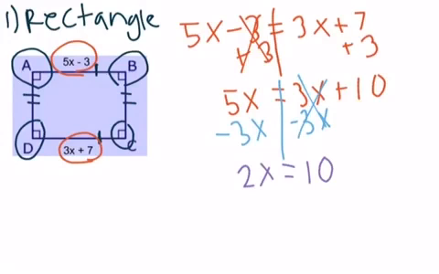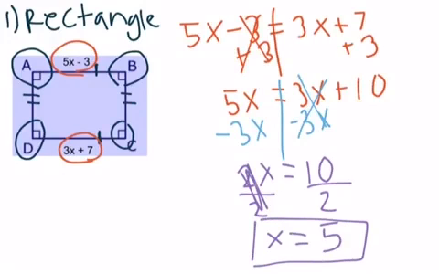And now we just do the opposite operation. 2 and x are multiplying, so we need to do the opposite, which is divide both sides by 2. These 2's cancel over here. We're left with x equals, and 10 divided by 2 gives us 5. So that's our final answer.